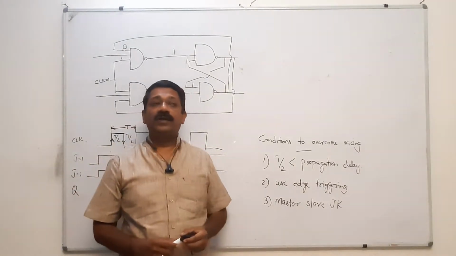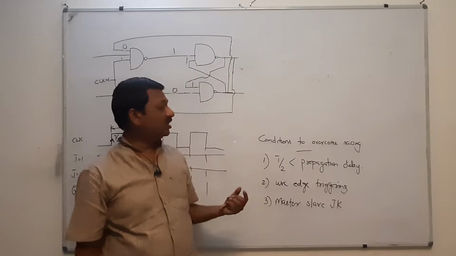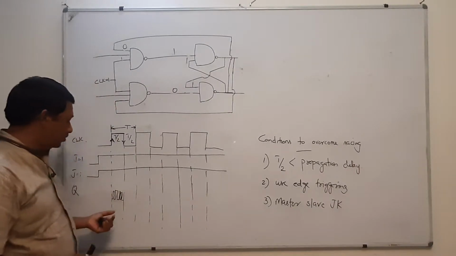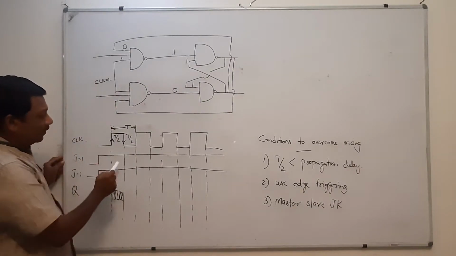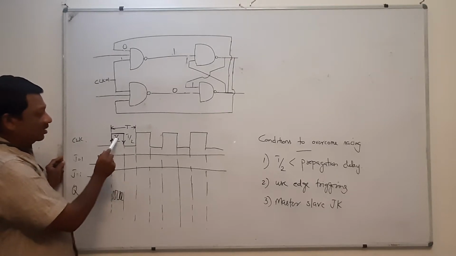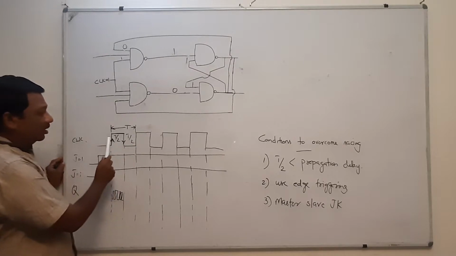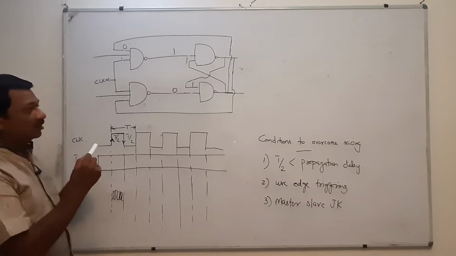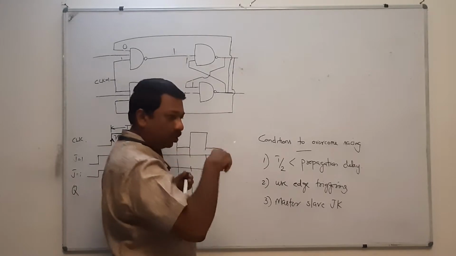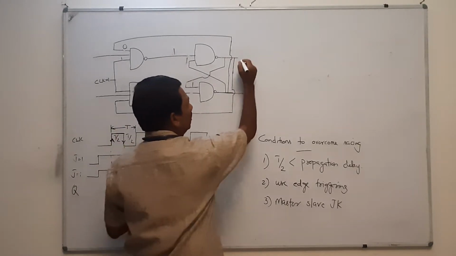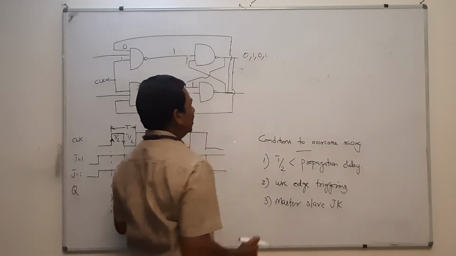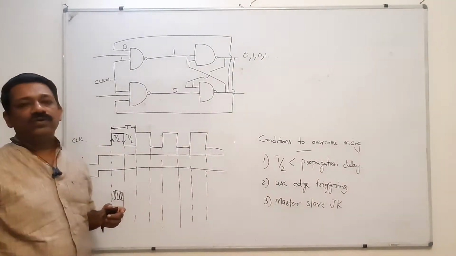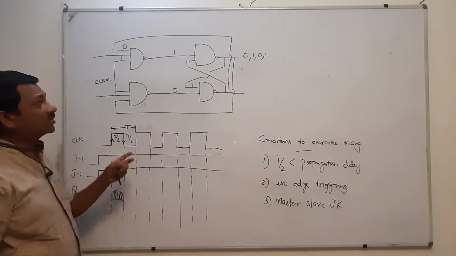Good morning. Today we are going to discuss how to overcome a race condition in a JK flip-flop. In the previous class we discussed how this race condition happens. That means if the propagation delay is less than T by 2, where T is the period of the clock cycle, then definitely the output will toggle like this: 0 1 0 1 and so on. That means during the same clock period it keeps changing from 0 to 1 to 0 to 1. That is called a race condition.